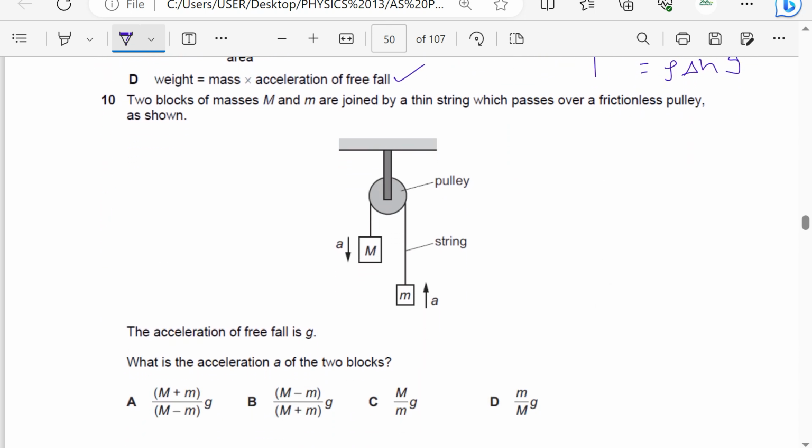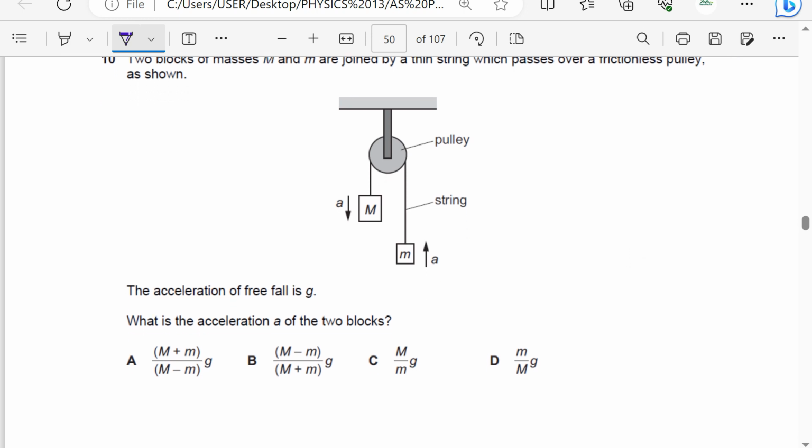Two blocks of mass M and small m are joined by a thin string which passes over a frictionless pulley. The acceleration of free fall is g. What is the acceleration a of the two blocks? So there must be a tension in each of these. If the acceleration is downwards, this one is moving upwards, this one is moving downwards. So the tension here must be pointing in that direction. That is going to be the tension.